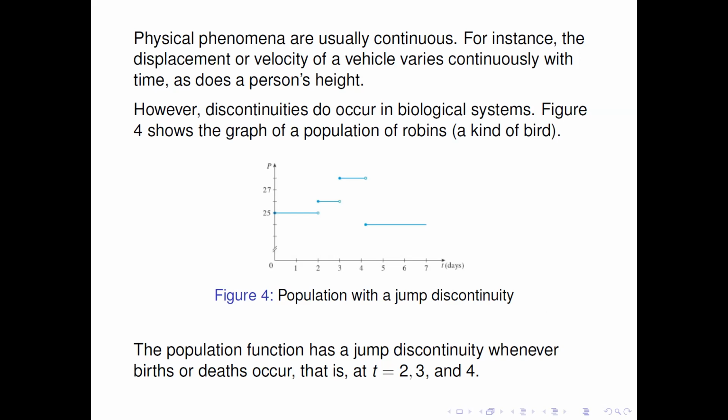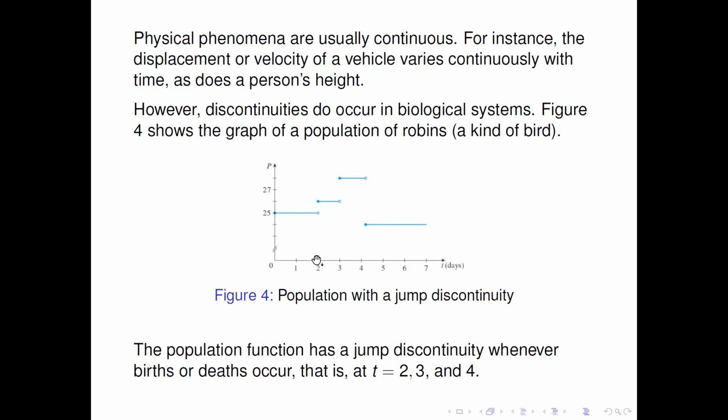However, having said that, there are natural processes that occur in the world, and we will look at biological systems as examples where this happens. So if you look at the curve in front of you now, we are representing the number of robins. A robin is a kind of bird in a particular community or in a particular population of birds, right? What this graph maps here on the t-axis is days. So there's day one, day two, day three, and so on, right? And this can carry on however long our counting experiment happens. And on the p-axis here, we've got the number of individuals. So at time t equals zero, we've got 25 birds in this community. The number of birds stays at 25 for 2 days.